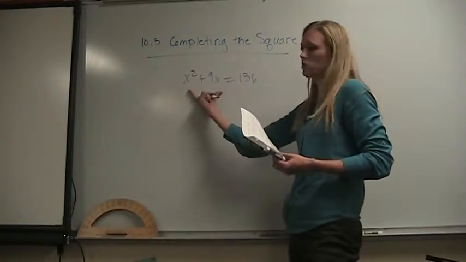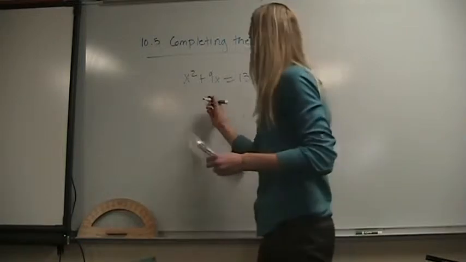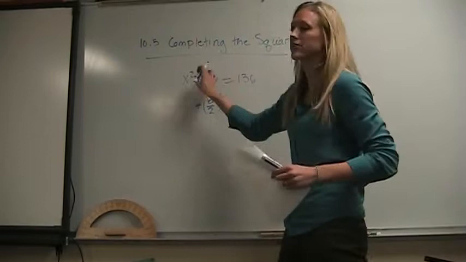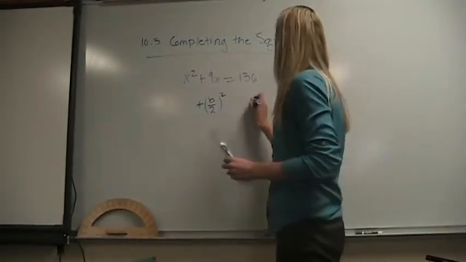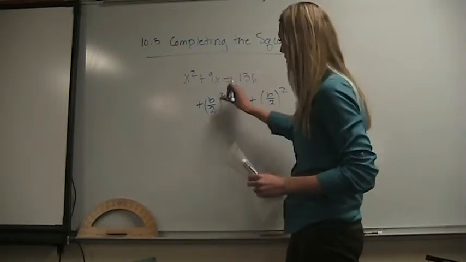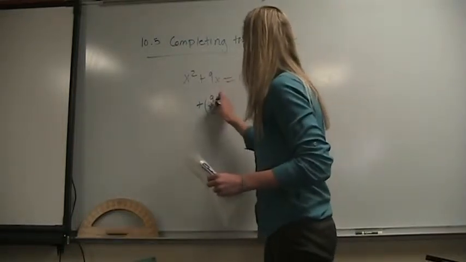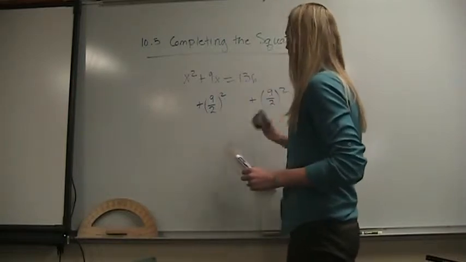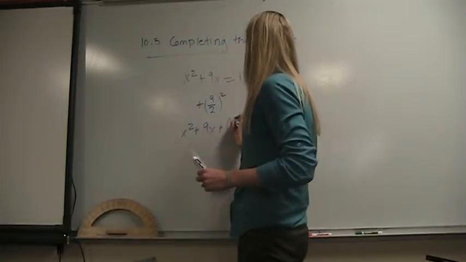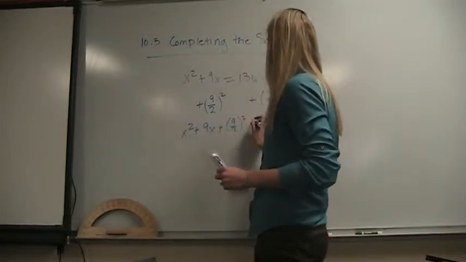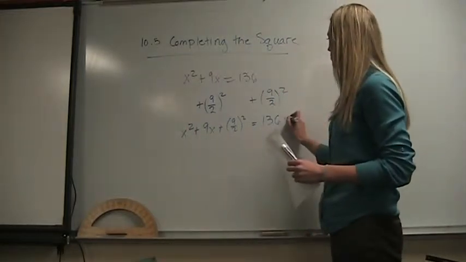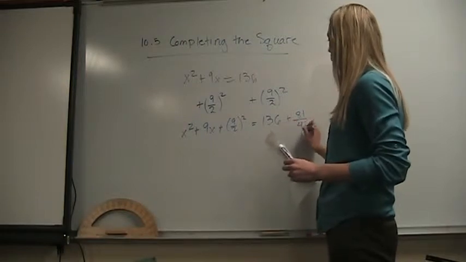This is an x squared plus bx. So I could add that b over 2 squared to make that factorable. But this is an equation, so I have to do that to both sides, to keep my equation balanced. Now b over 2 squared in this case would be 9 over 2 squared. So x squared plus 9x plus 9 over 2 squared, and then 9 squared would be 81, and 2 squared would be 4.